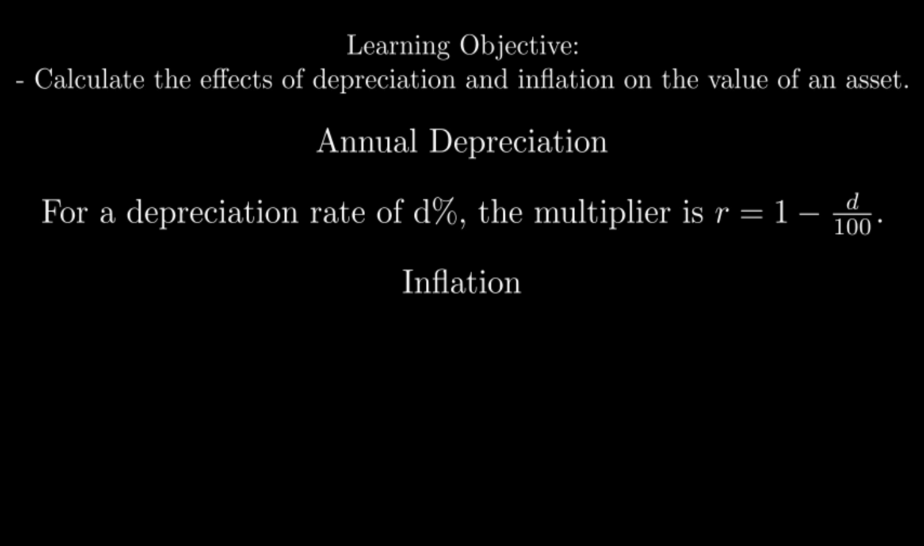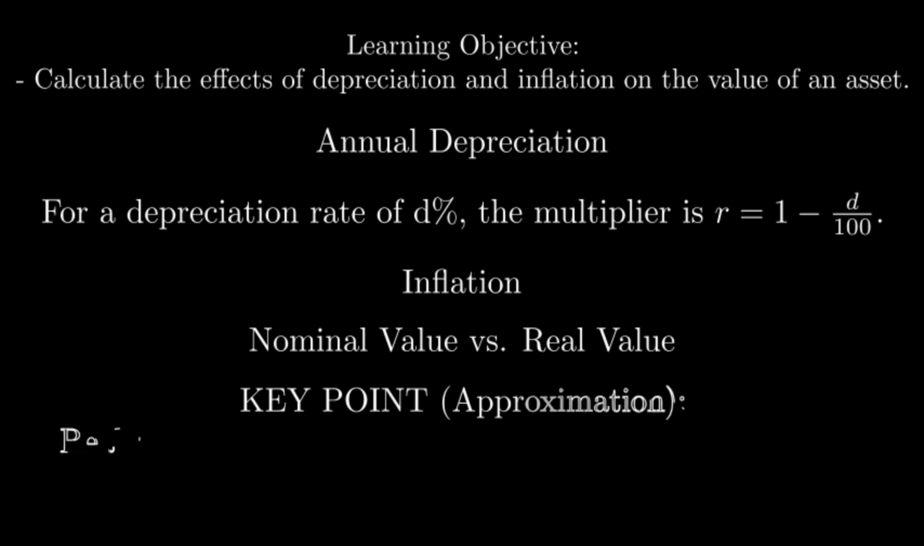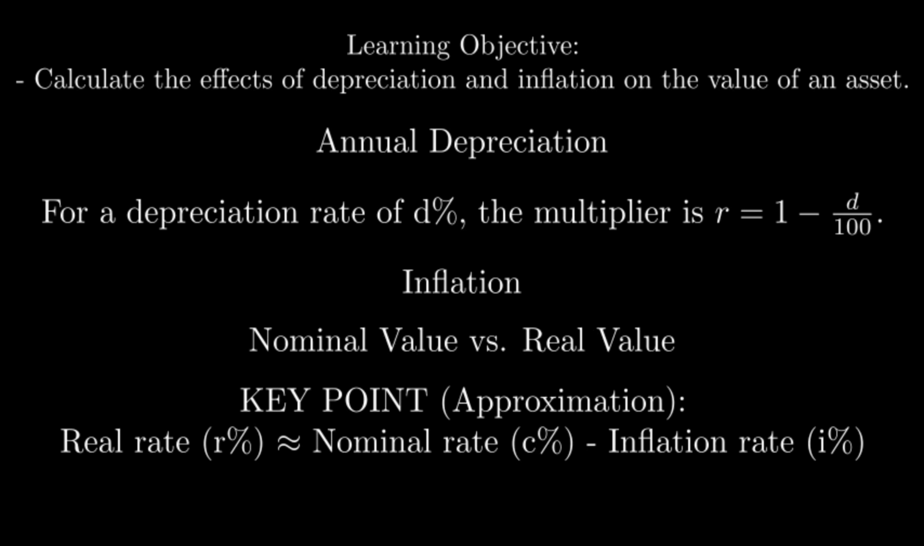The nominal value of your money is the number on your bank statement. The real value is what that money can actually buy after accounting for inflation. Distinguishing between nominal and real value is crucial in finance. There's a simple approximation to find the real rate of return on an investment. The percentage change in your real wealth is approximately the nominal percentage change of your investment, which we'll call C, minus the rate of inflation, I.